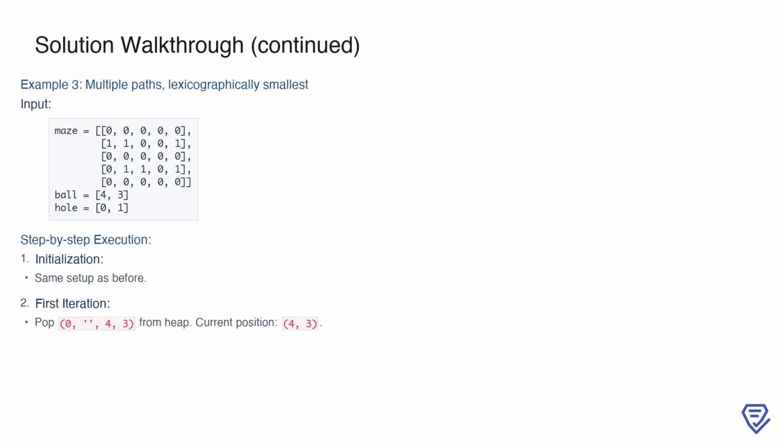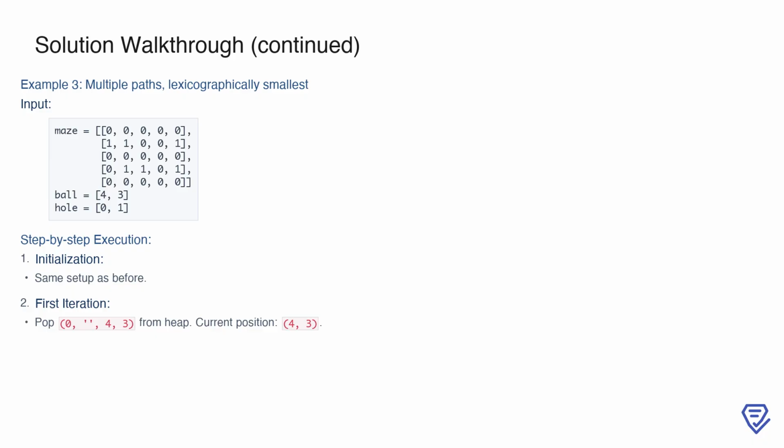Now, we consider a more complex example where multiple paths can lead to the hole, and we need to select the lexicographically smallest one. The maze is a 5x5 grid where the ball starts at 4, 3, and the hole is at 0, 1. The initialization remains the same, with the heap starting at the ball's position and an empty path. The first position we process is 4, 3.